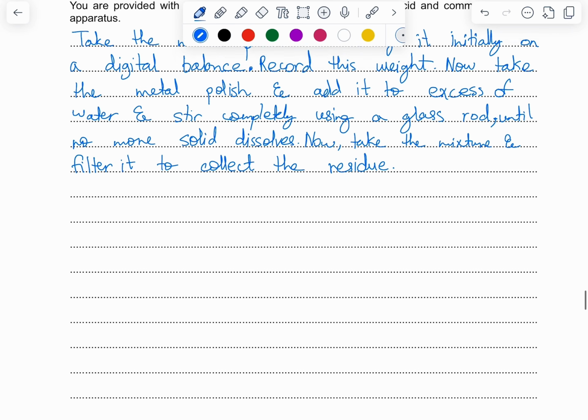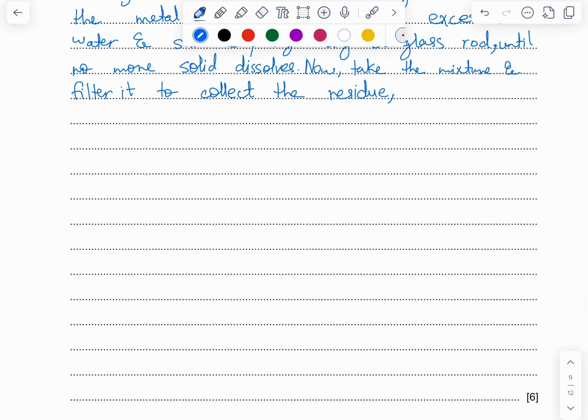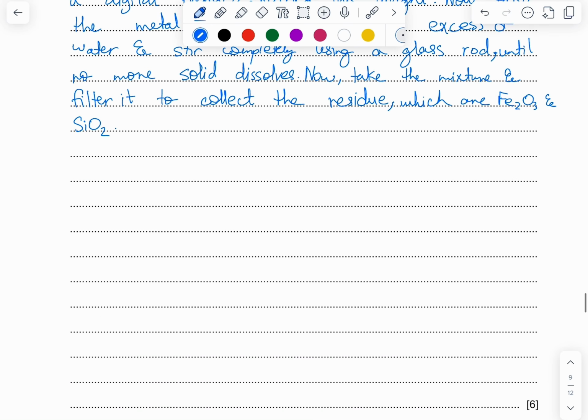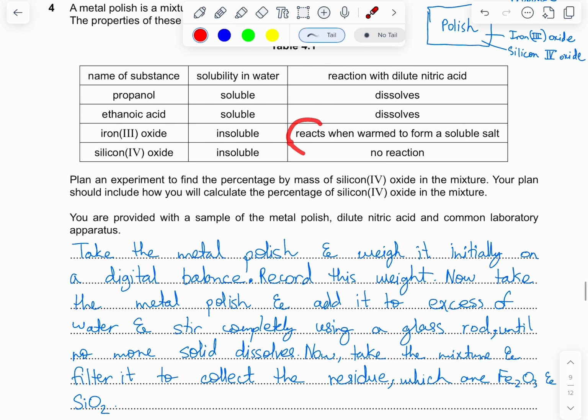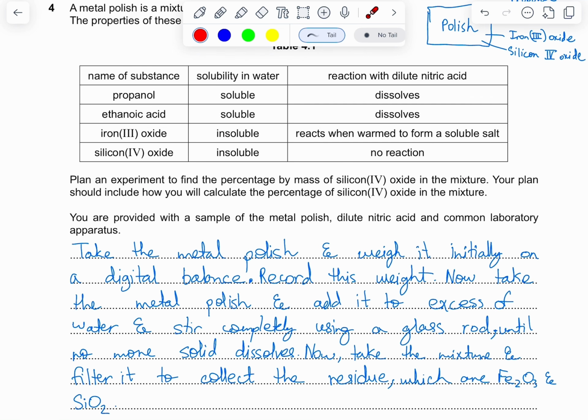Now what? Once you've collected the residue, the residue contains iron 3 oxide and silicon 4 oxide. You can even mention it over here, which are iron 3 oxide, Fe2O3, and silicon dioxide, SiO2, right? We can mention them according to their chemical formulas. Now out of these two, you know that they differ on one basis. The iron oxide reacts with nitric acid and forms a soluble thing, right? Nitric acid is an acid and iron 3 oxide is a base. When acid and base react, they make salt and water.